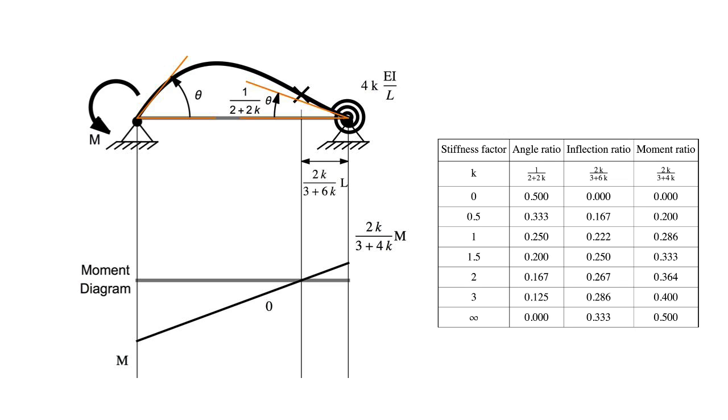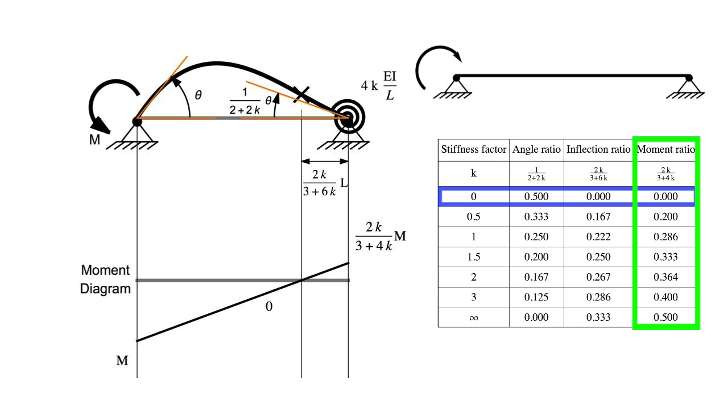It is a straight line starting at a value of negative the applied moment, 0 at the inflection point, and extending to a value that can be calculated using similar triangles at the right end. Alternatively, you can calculate the bending moment at the right end using an effective carryover factor, 2k over 3 plus 4k. If we look at the table of values, the carryover factor is 0 for a simply supported beam.